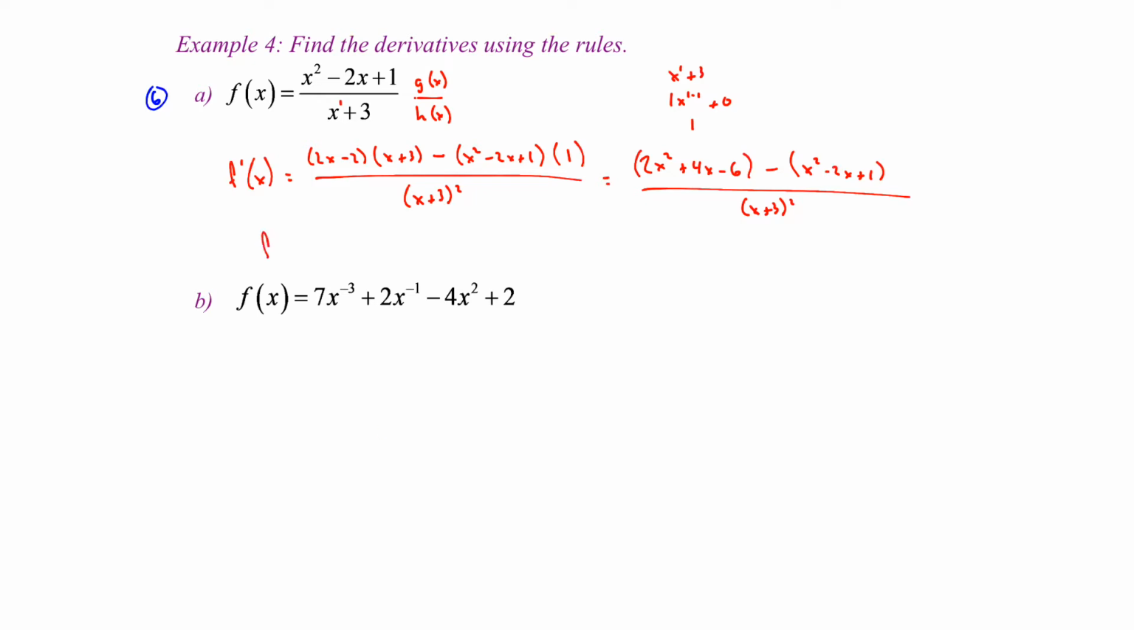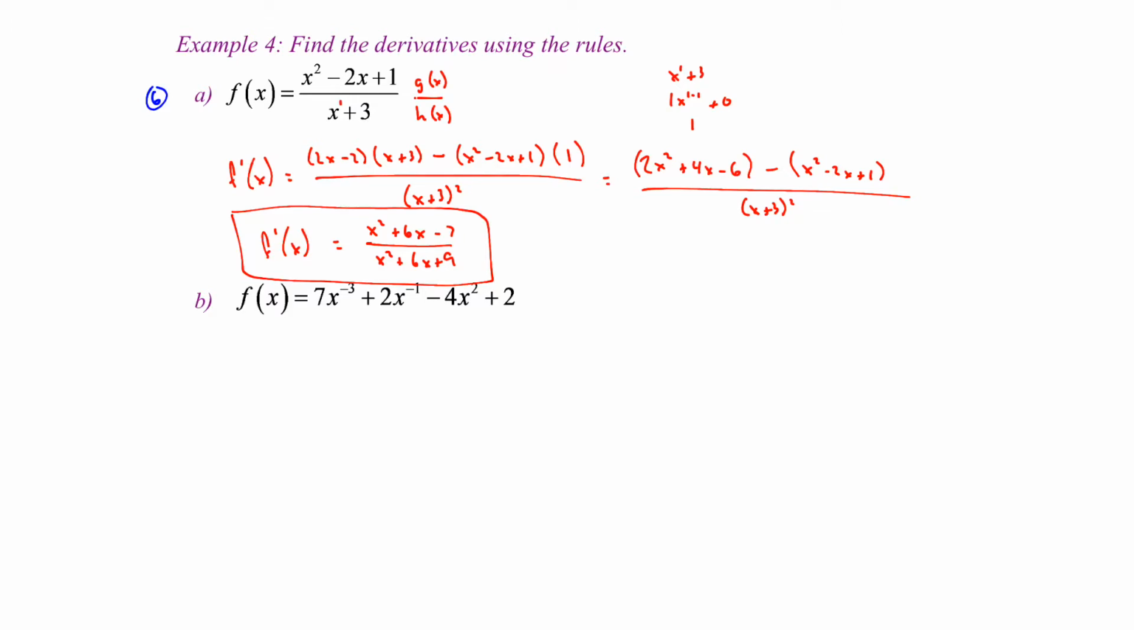And so we can simplify that. To get 2x squared minus x squared would be x squared. 4x minus negative 2x would be plus 6x. And then negative 6 minus 1 would be negative 7. And then on the bottom you got x plus 3 squared, so we'll simplify that to x squared plus 6x plus 9. And so the derivative is x squared plus 6x minus 7 divided by x squared plus 6x plus 9.